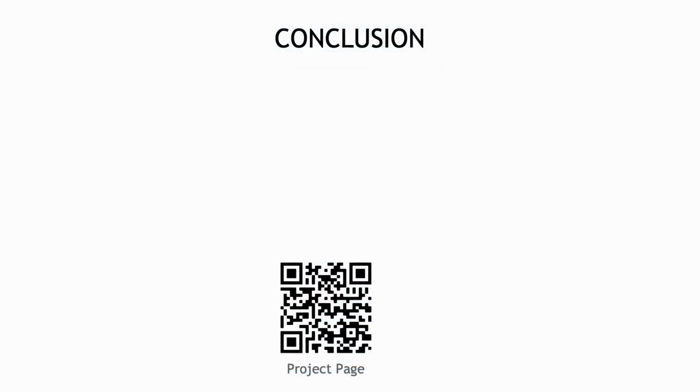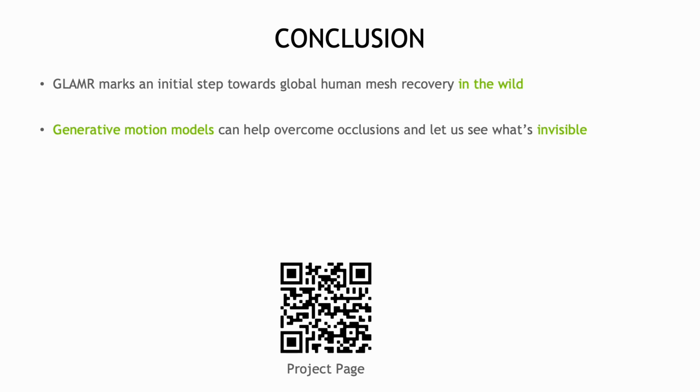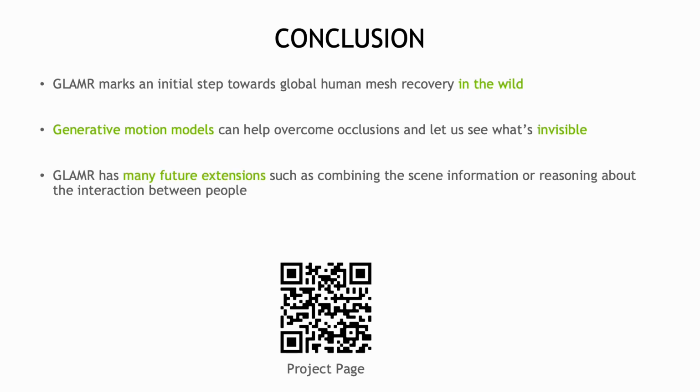In conclusion, GLAMR marks a significant initial step towards global human mesh recovery in the wild. An important takeaway is that generative motion models can help overcome occlusions and let us see what's invisible. Furthermore, GLAMR has many future extensions such as combining the scene information or reasoning about the interaction between people.